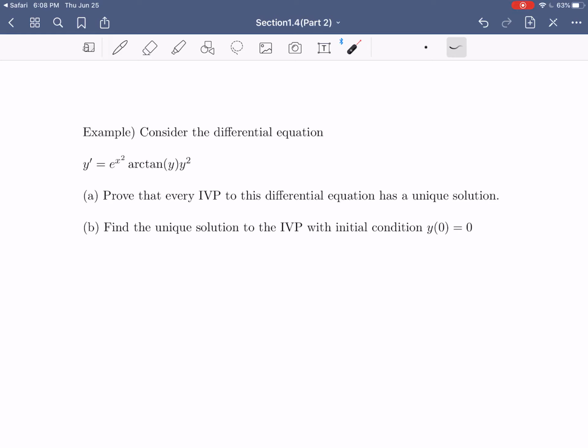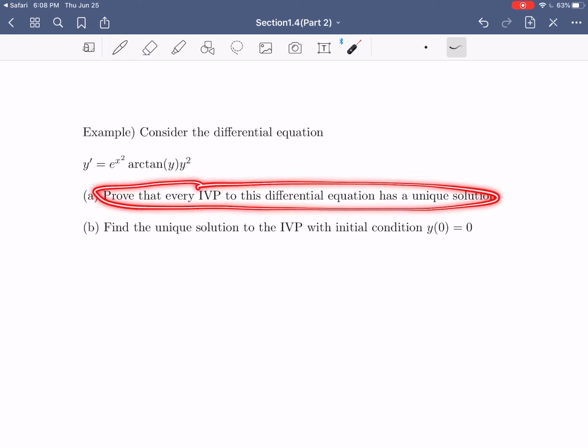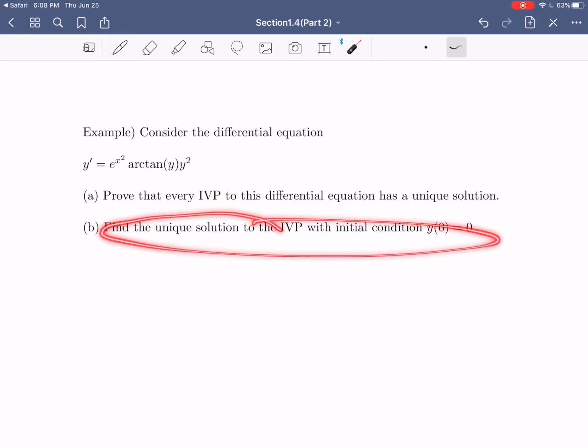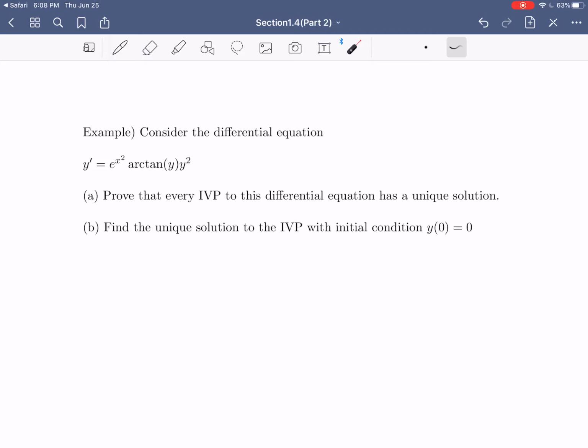We're going to do two things with this. We're going to prove that every IVP to this differential equation has a unique solution, and then we're going to find the unique solution to the IVP with the initial condition y of 0 equals 0. So let's start with A.